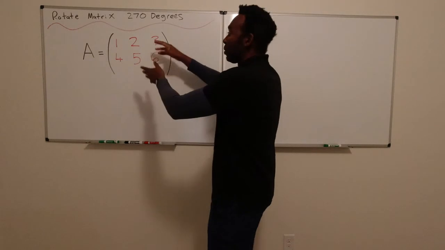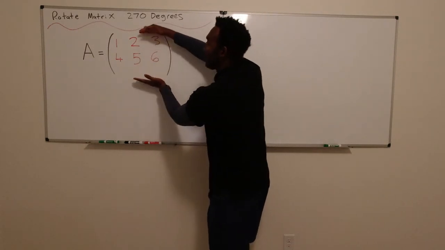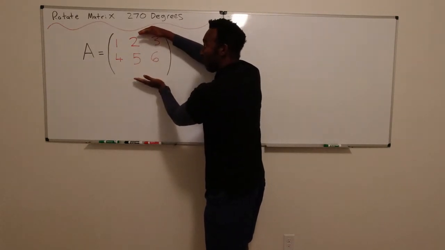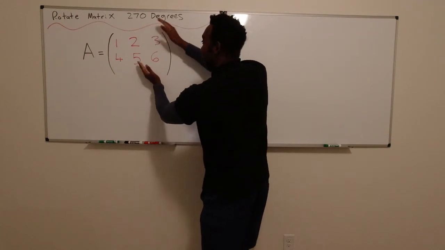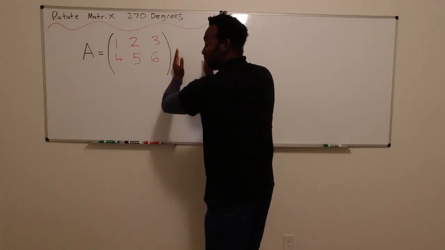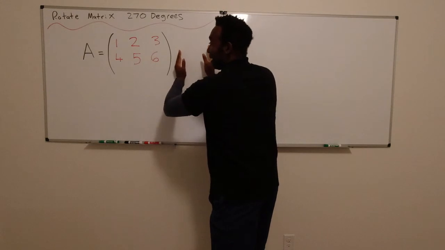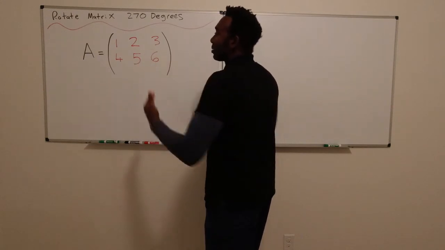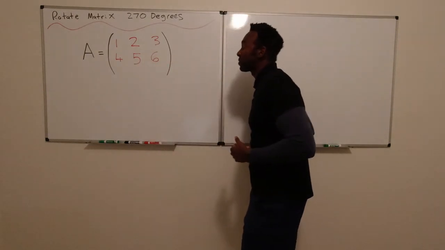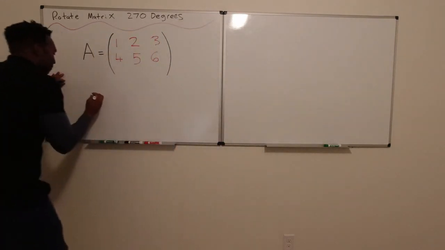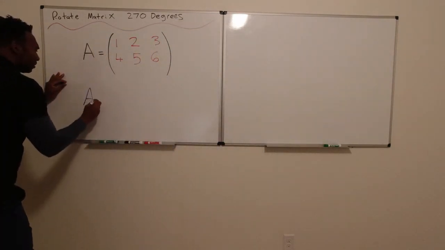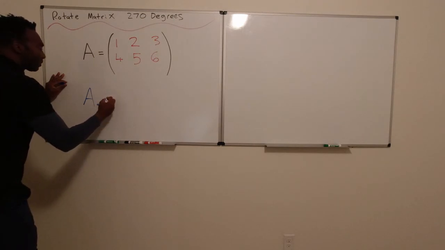Imagine that A was on a sheet of paper like this, and then you take that paper and turn it sideways like this. If you do that, you're going to end up with your rotation by 90 degrees. So what does that look like? If we did that, we would have this. Let's call this A underscore 90, or just A90.